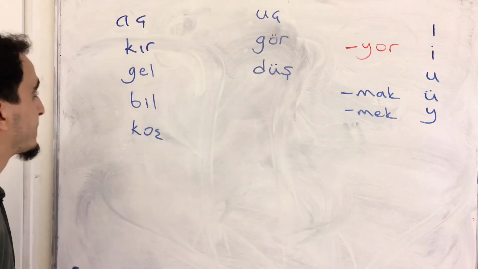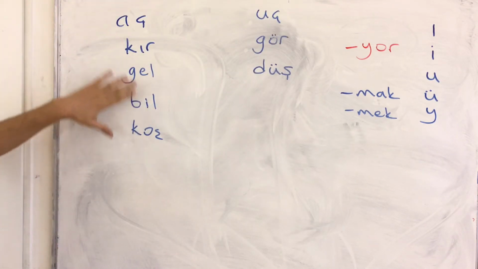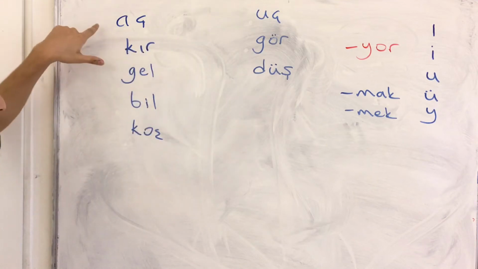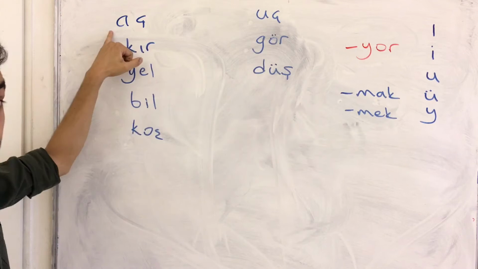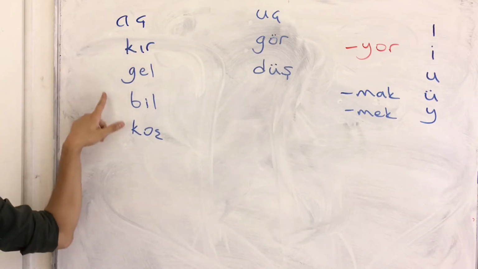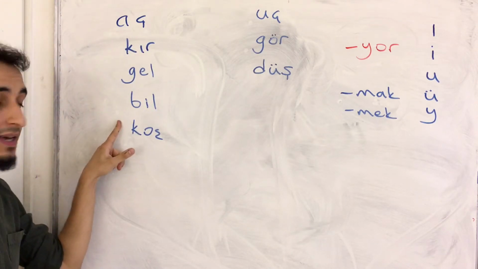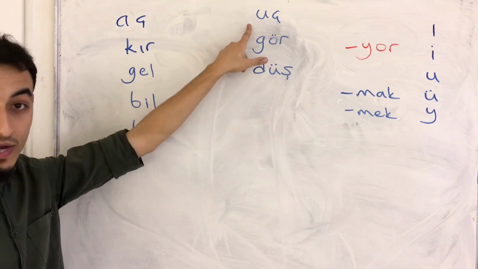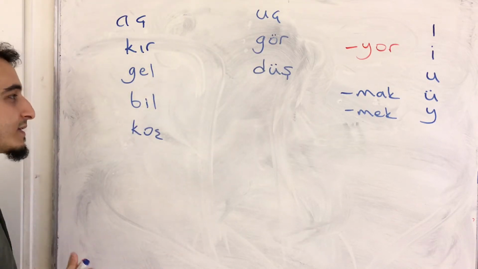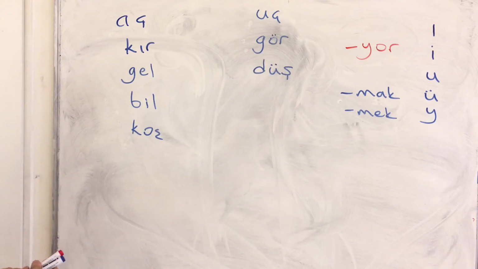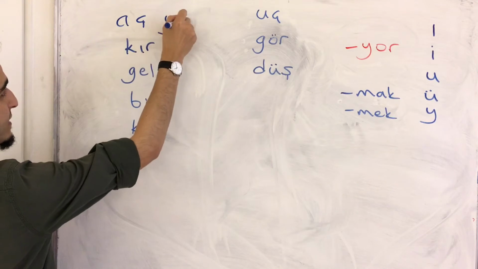We have these verbs here. Let's read them. Açmak, kırmak, gelmek, bilmek, koşmak, uçmak, görmek, düşmek. We know why, right? Vowel harmony. Now, let's add our tense suffix.